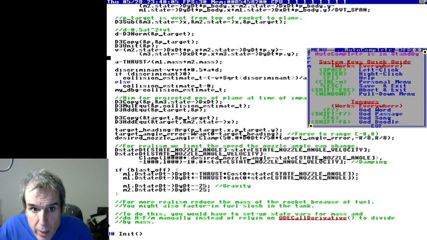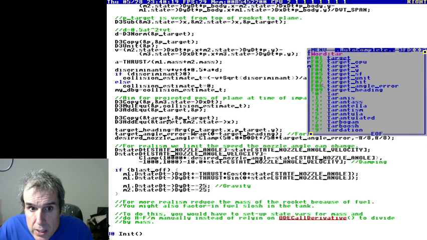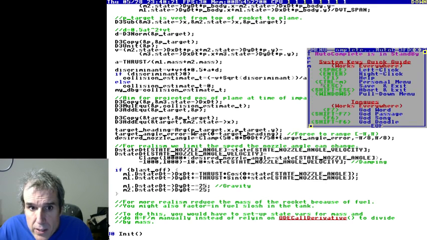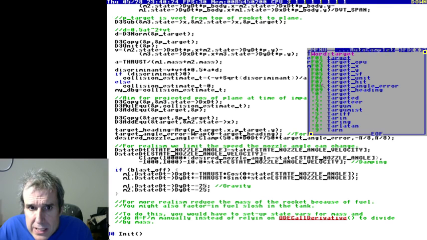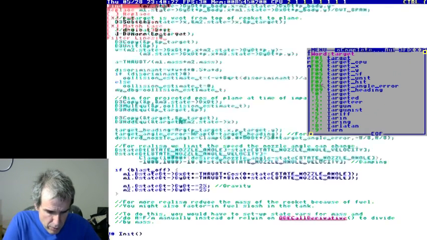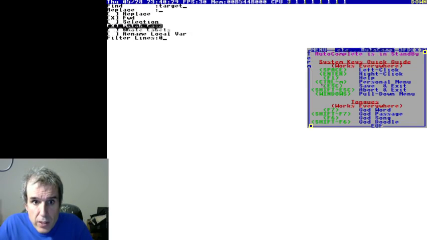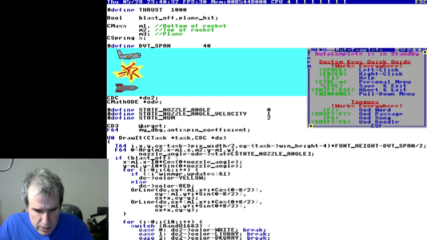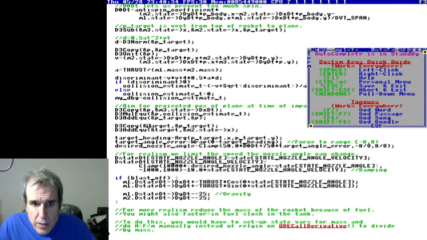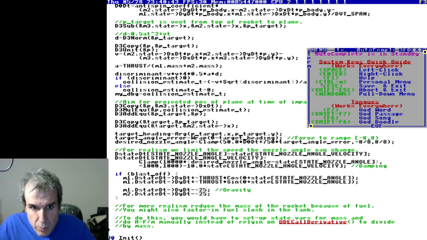Once we've gone through all that work to calculate the velocity and acceleration quadratic, then somewhere we're going to set target X, target Y. Here's where we're doing it. Let's see. P target. Let's look for target as a whole label. Target. We draw the target. Okay, so we copy P target into target.